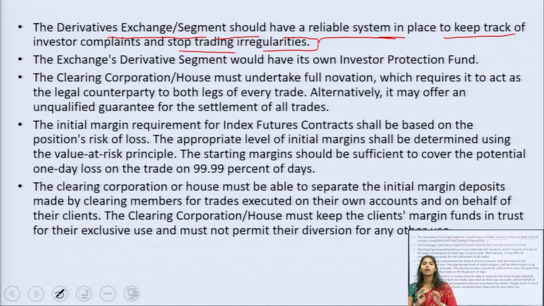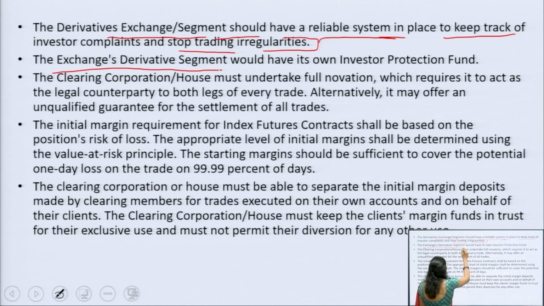They have to make a proper record, so that trading should not stop in between, or that particular platform will have some irregularities. So that's why, to avoid irregularities in the trading, they have to keep a record of the investor complaints.